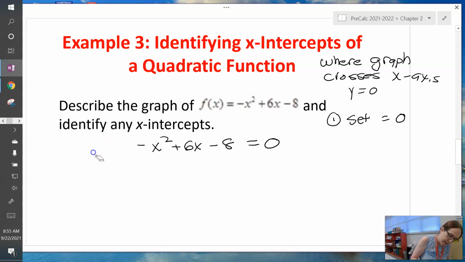So now I just have this. I don't like that negative in front of my x squared. So let's divide both sides by -1, and I'm going to get x squared minus 6x plus 8. Because when I divide, I change signs. Because all I did is divide by -1.